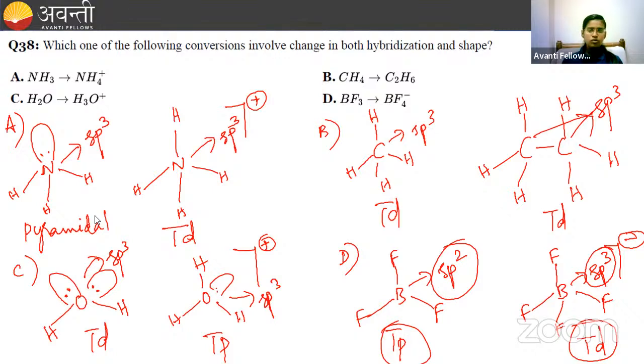Okay. So how to find out the hybridization? So we have one formula, right? Steric number formula, which is equal to the number of sigma bonds plus number of lone pairs. So using this formula, if you calculate the steric number, you will get the hybridization for all the species. Got it? So only in option D, we have the change in both hybridization and shape. Okay. So option D is the correct answer.